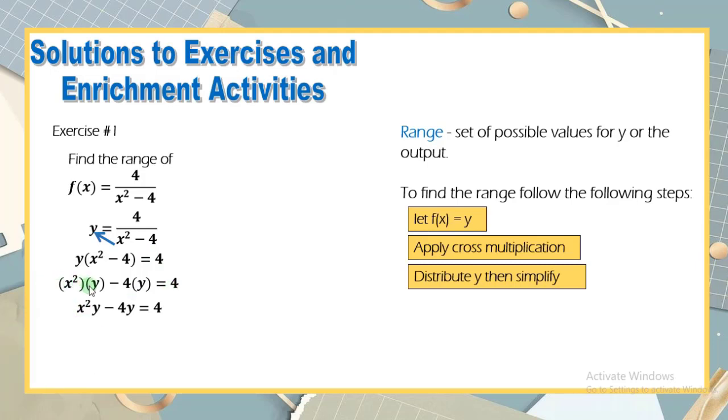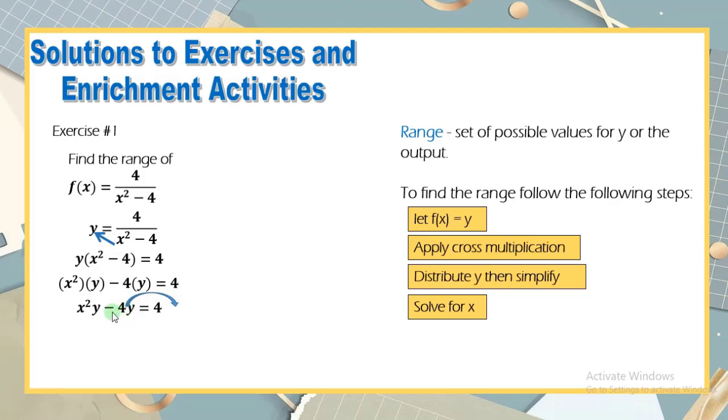Simplifying, x squared times y is equal to x squared y, and negative 4 times y is equal to negative 4y equals 4. Solve for x. So to solve for x, we see to it that one side of our equation is composed of terms having x variables. That is why we combine terms having x variables on the left side, and those terms without x variable will be transferred or moved to the right side.